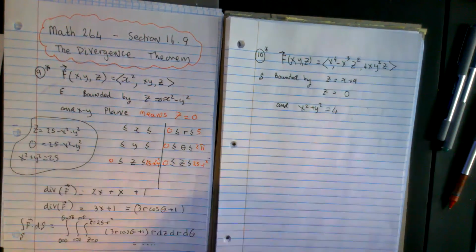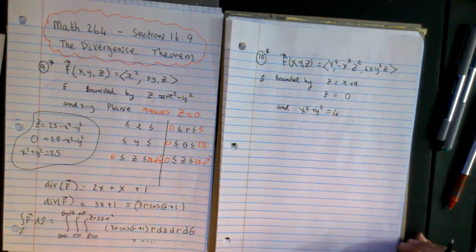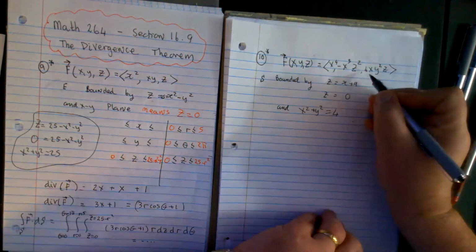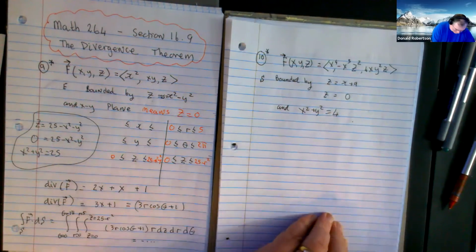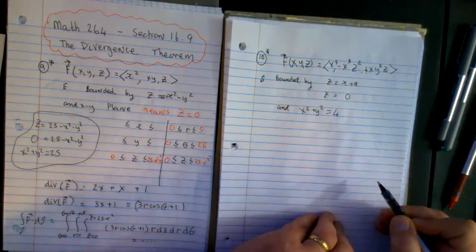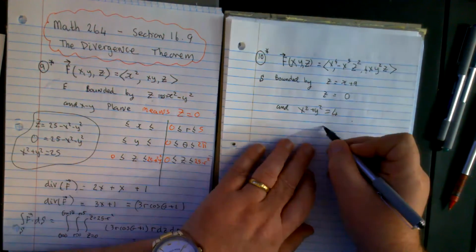Excuse me, is that a 9 or a 4 in front of the xyz? x squared, y squared, z squared, what's the... Yeah, that's a 4. Thank you.